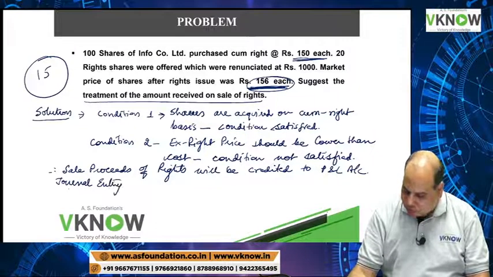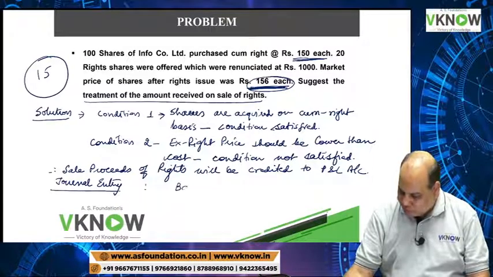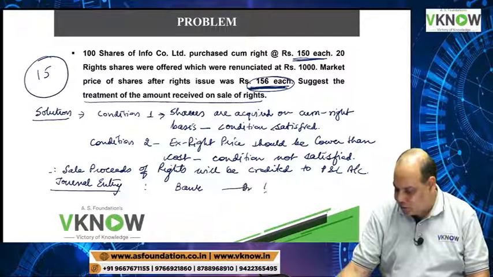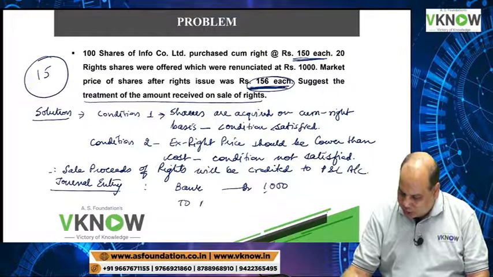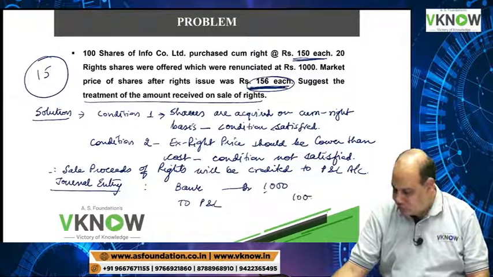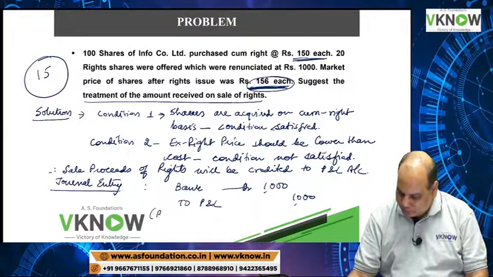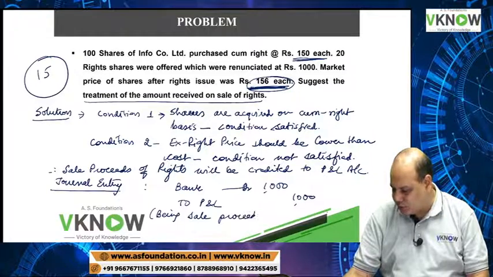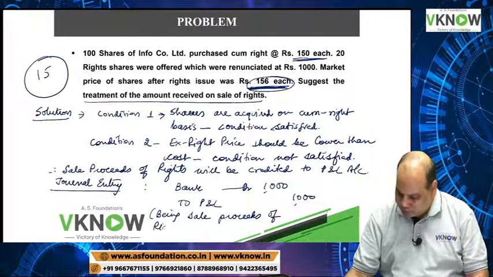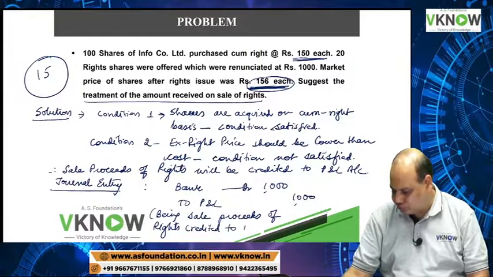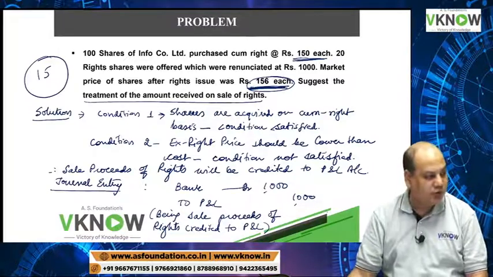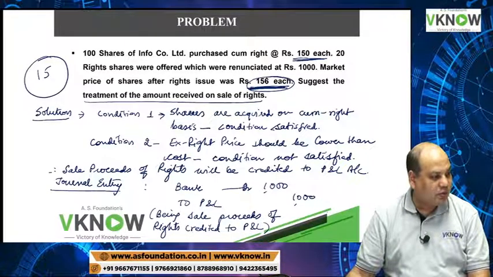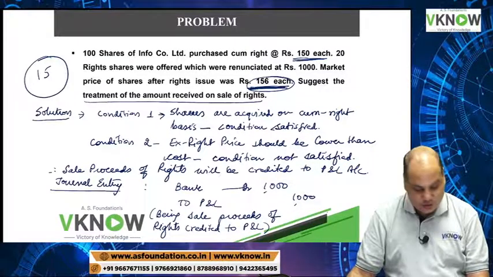So the journal entry for this question will be: bank account debit 1000. The entire amount will be transferred to P&L account, being sale proceeds of right credited to profit and loss account.